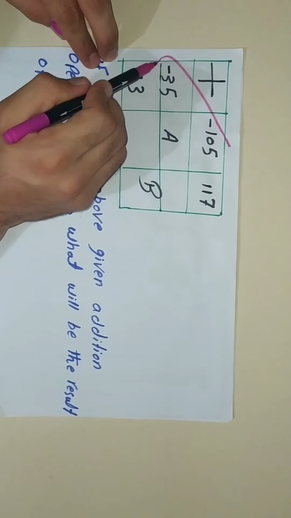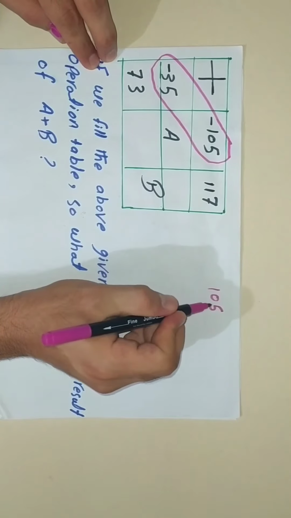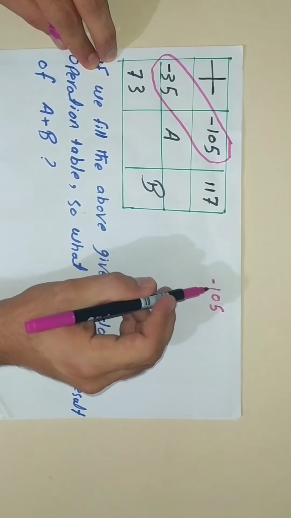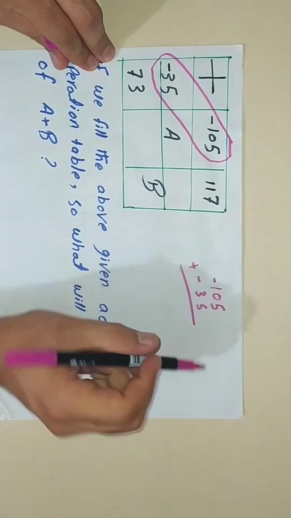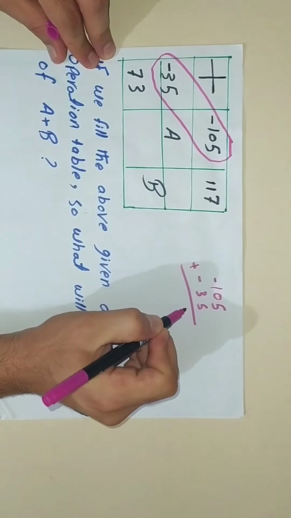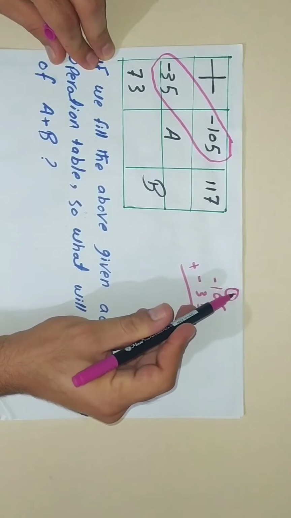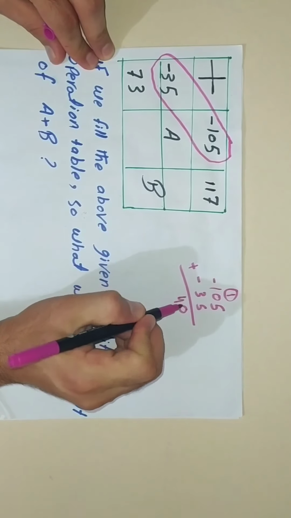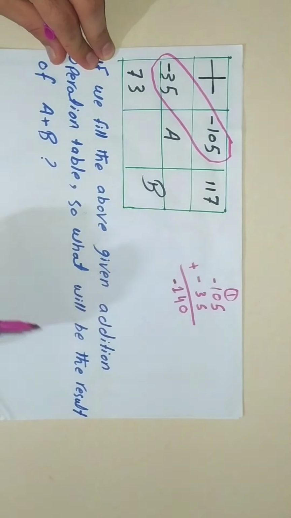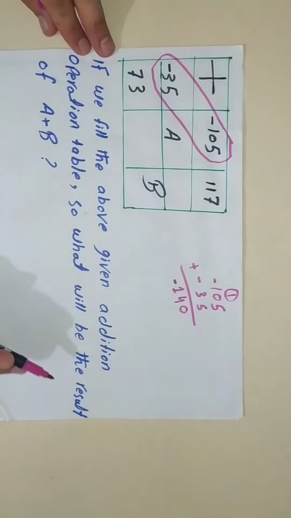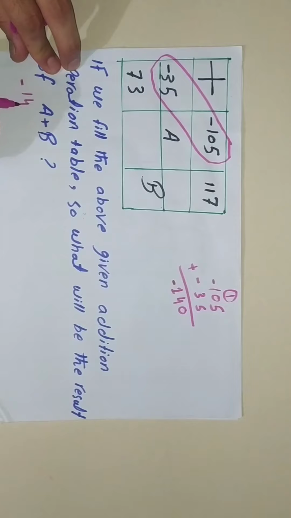If we add these 2 numbers, minus 105 and minus 35, we have to add these both numbers. 5 plus 5 is equal to 10, so I put 0 here and 1 in the next number. 3 plus 0 is 3, and plus 1, it will be 4, and here 1 is remaining, so it is minus 140. So our A is minus 140.